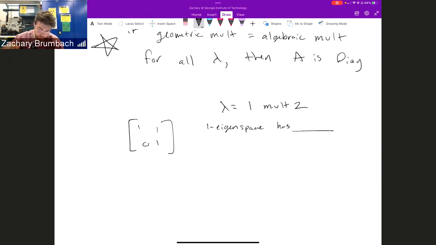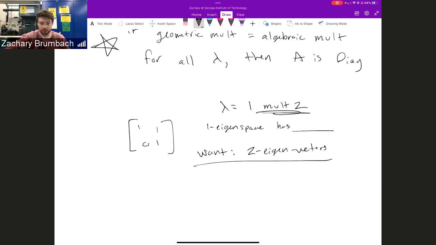So here, what do we want the dimension of the 1 eigenspace to be equal to if we want it to be diagonalizable? Is it 2? Yeah, it's 2, right? Because of this part right here. Multiplicity of 2, we want to have 2 eigenvectors. That's what we want. If we don't have that, it's not diagonalizable.